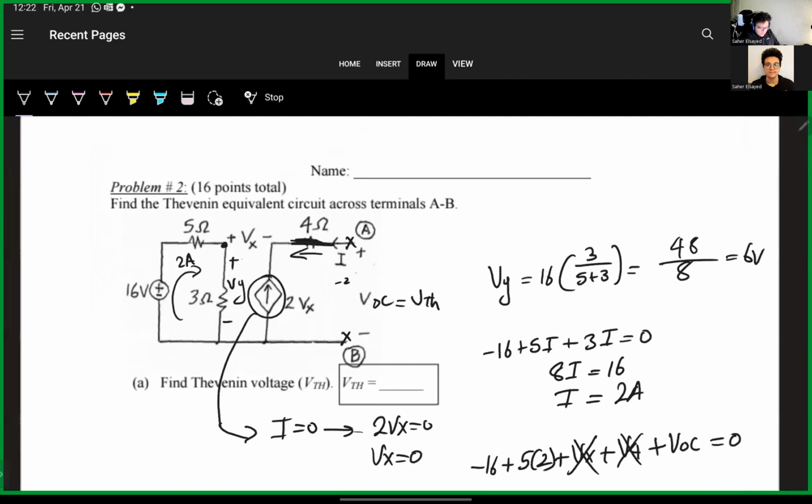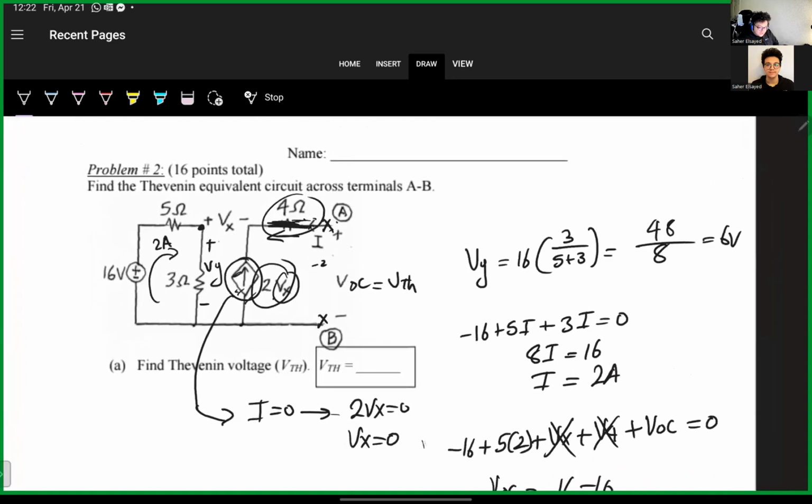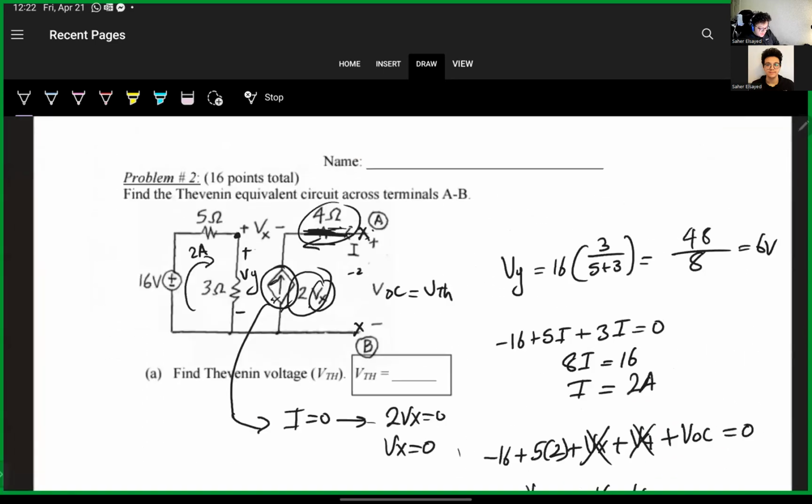Again, open, no current. If this is no current, this is the opposite of this current, which means it's also equal to 0. So Vx is 0. This is 0. I gave you the full equation first so that you can trace it through.